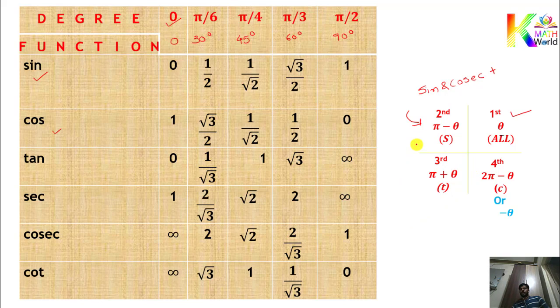Same way, third quadrant. In this quadrant you can see T. T means tan and cot. Tan and cot functions are positive, while the other functions are negative. Same way for the last quadrant, the fourth quadrant, C means cos. Cos and its reciprocal function sec are positive, while the other functions are negative.